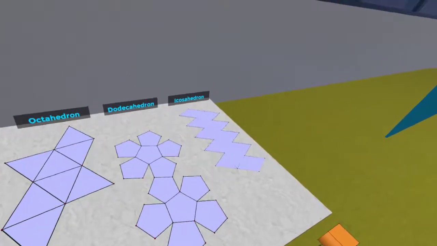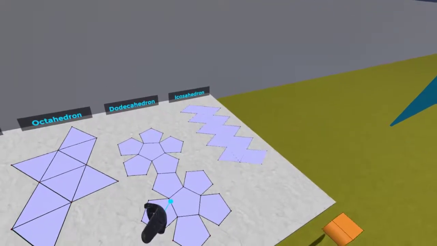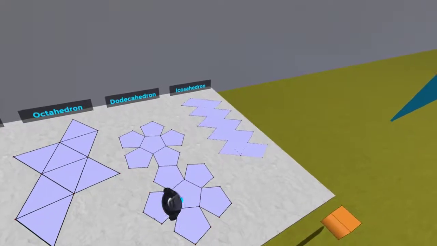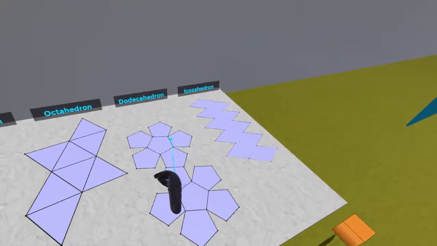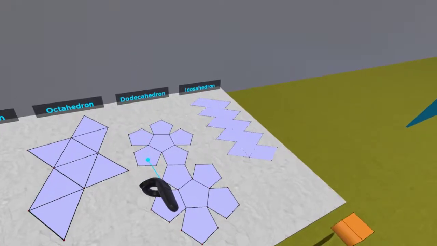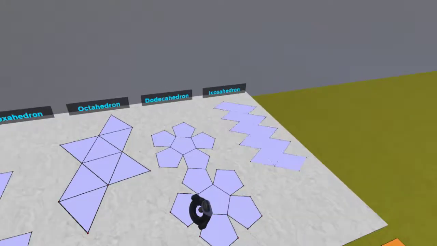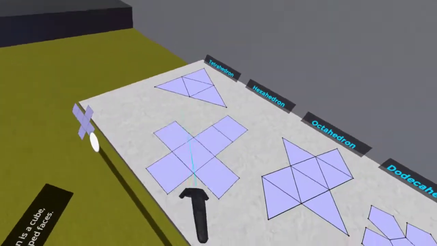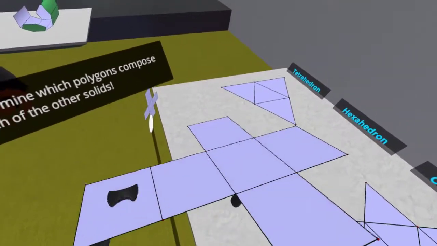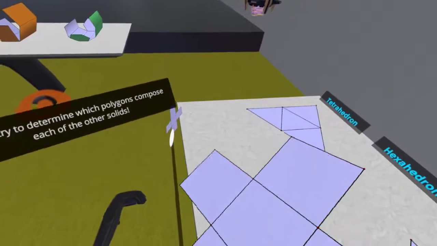If you take a closer look, you'll notice that all the faces of each solid are exactly the same. Besides that, they have the shape of a regular polygon. For instance, a hexahedron is a cube composed of 6 square-shaped faces. Now, try to determine which polygons compose each of the other solids.